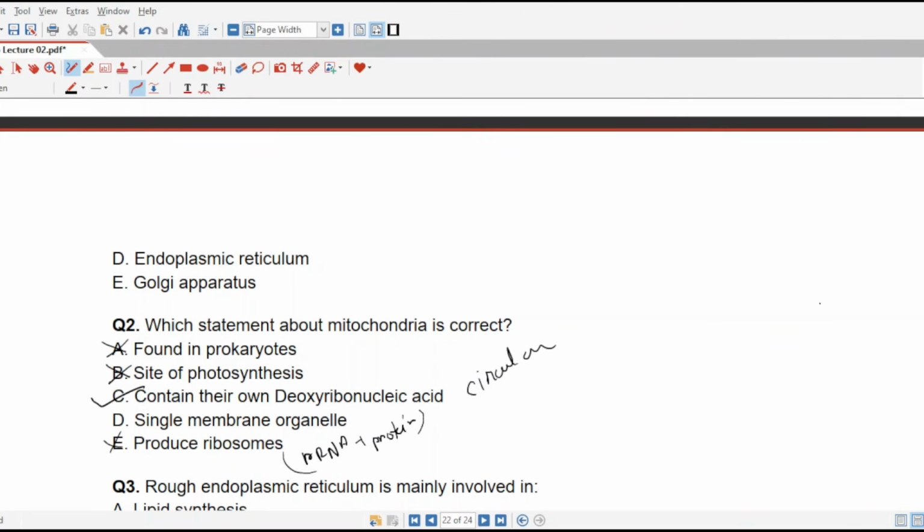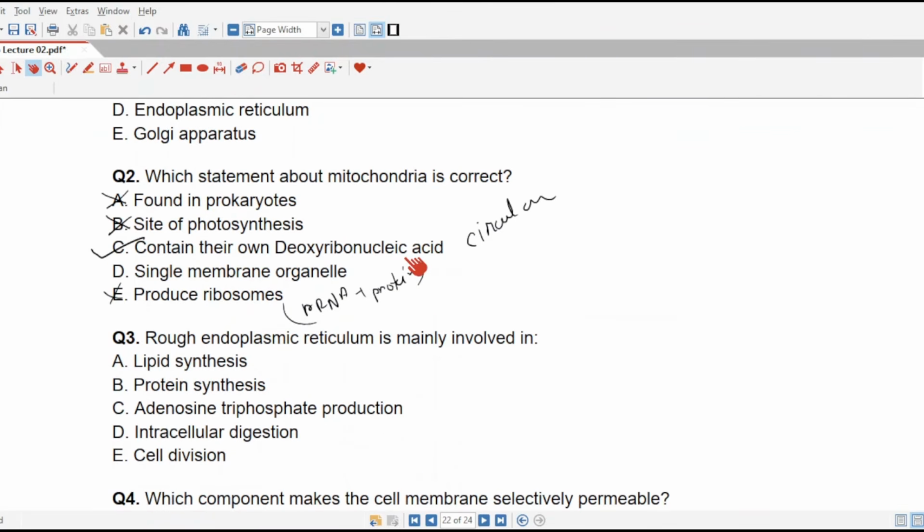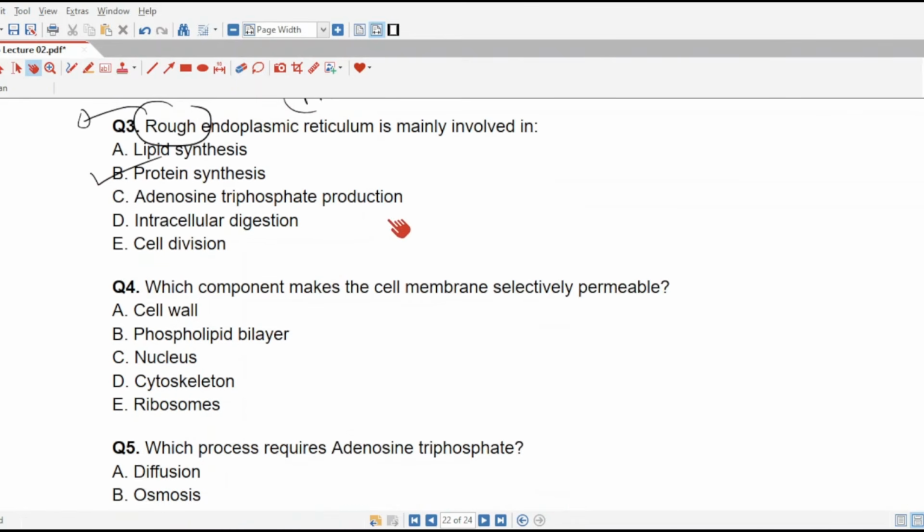Okay. And what about question 3? Rough endoplasmic reticulum is mainly involved in what? Rough endoplasmic reticulum has ribosomes, and that's why it will make protein. The answer would be B. What about the next question?